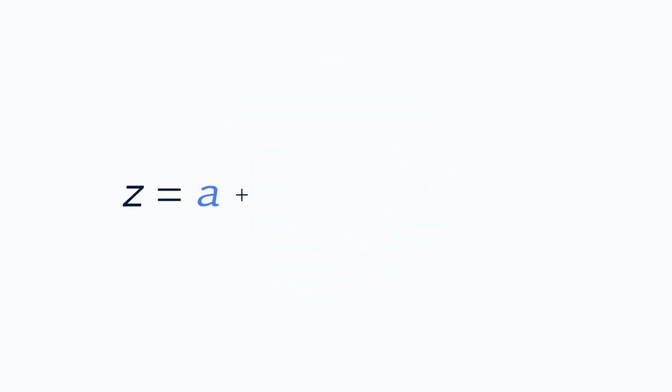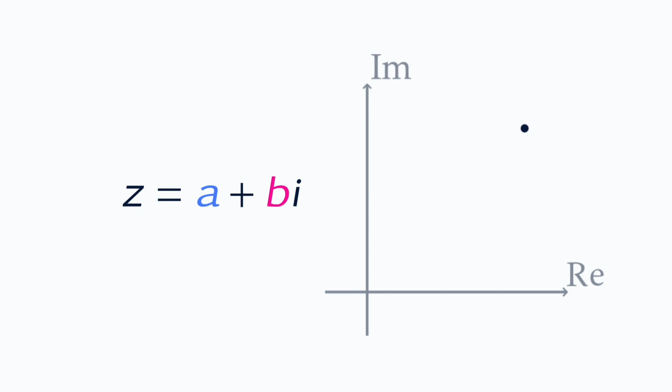z equals a plus b times i, and has the coordinates a comma b in the complex plane. Think of z as a vector starting from the origin to the point at a comma b. Now imagine drawing a line from the end of the vector down to the real axis, like this.